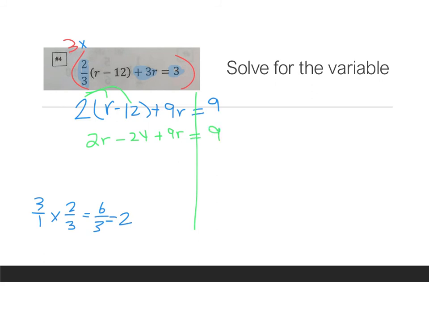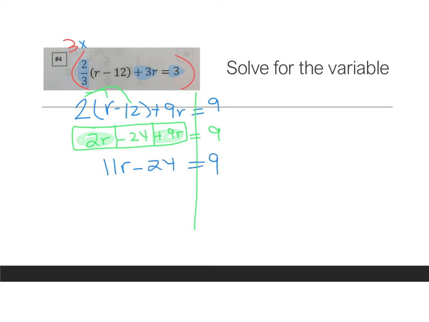Still can simplify here. If I box this up and look at my train, do my train. Okay, I've got a 9r and a 2r that I can combine, so I'm going to go ahead and do that. So when I combine there, I get 11r minus 24 equals 9.